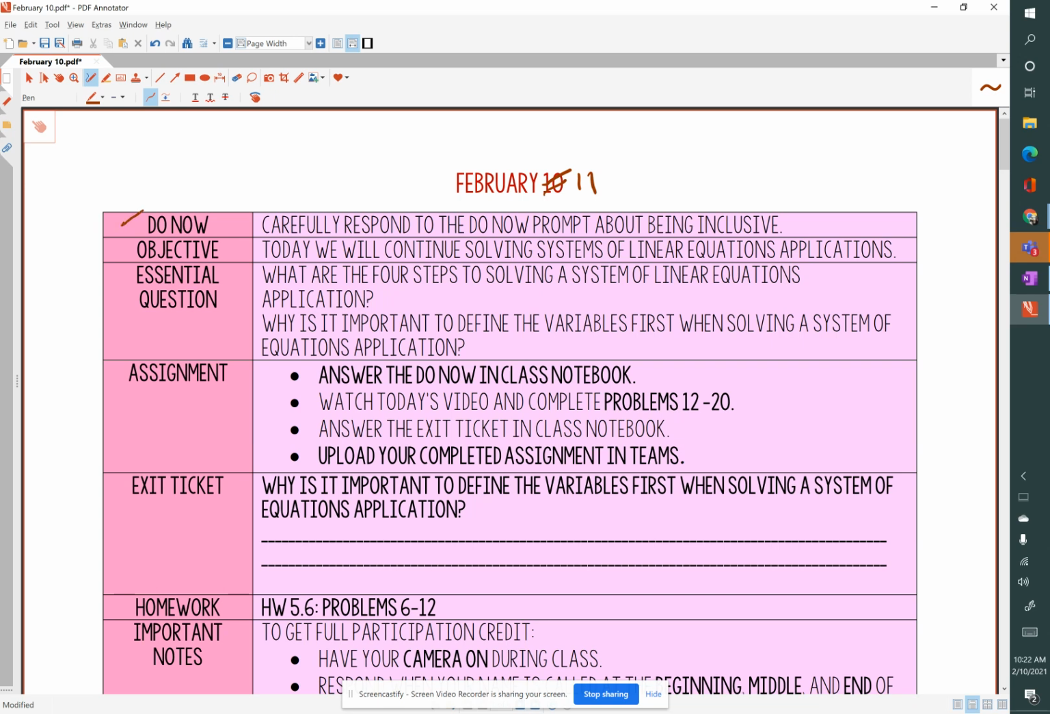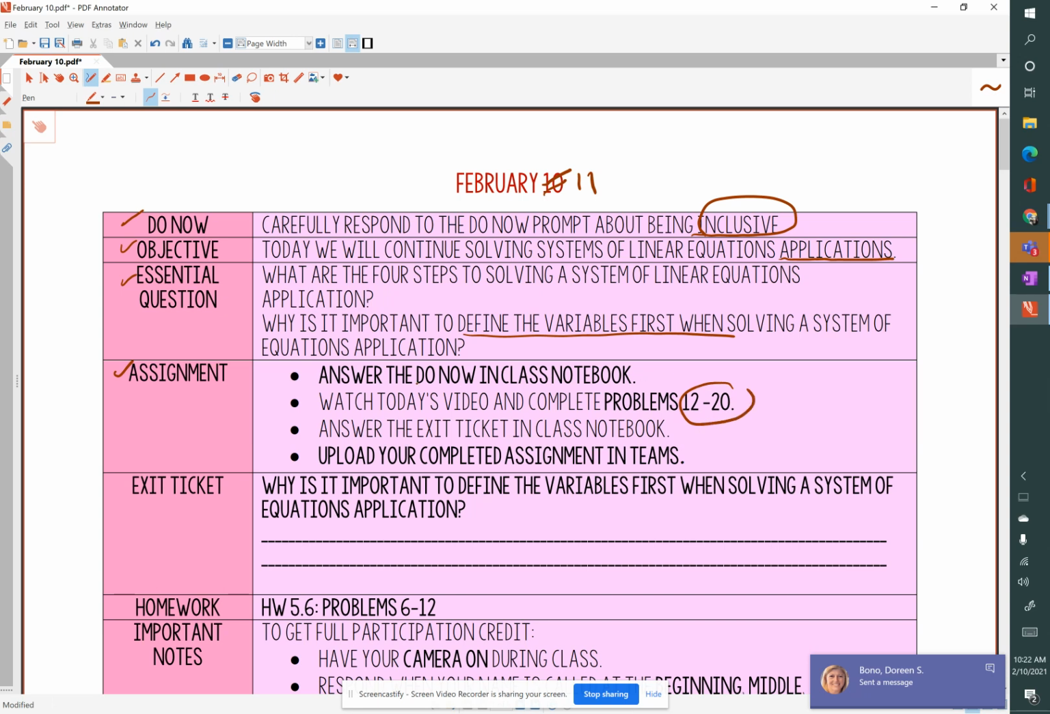So we'll start with our do now, which is where we respond to a prompt about being inclusive. And today we will continue solving systems of linear equations applications. And we're going to talk about the 4 steps again to solving a system of linear equations. And we're going to talk about why it is important to define the variables first when you solve a system of linear equations application.